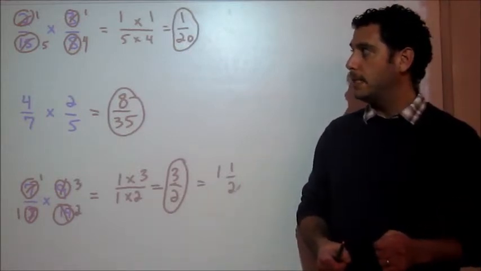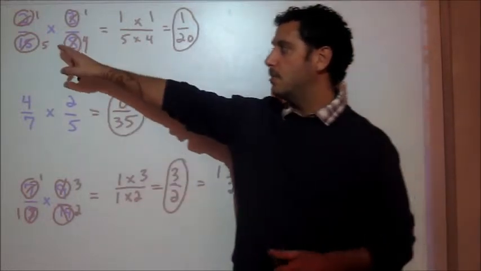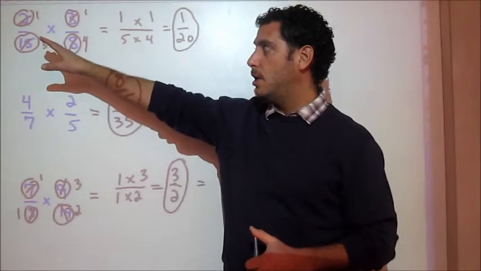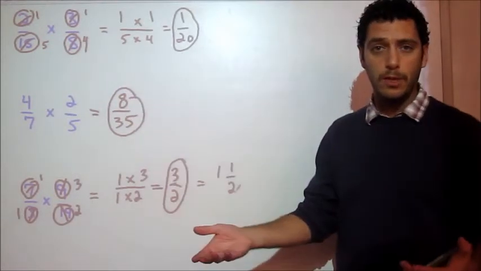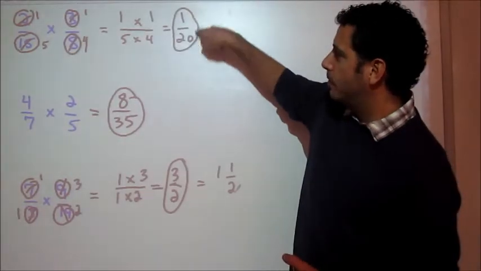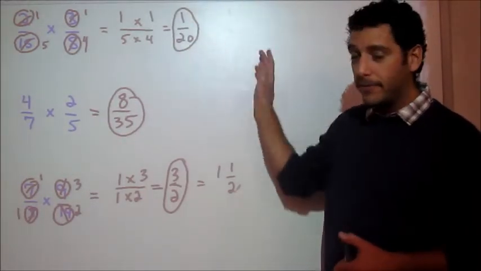And for that reason, we know that the answer should be close to 0, because if we were to estimate each of these, the equation would be 0 times 0. And 0 times 0, of course, as we know, is 0. So this answer of 1/20 makes a whole lot of sense. 1/20 is very close to 0.